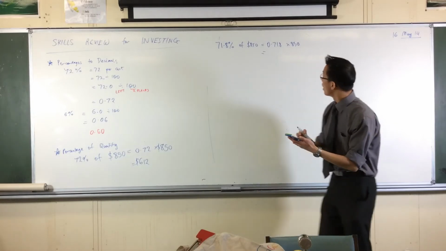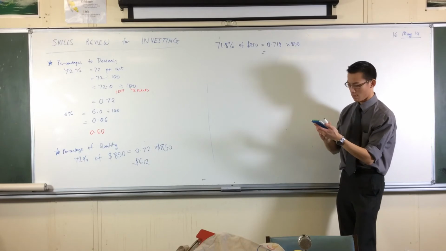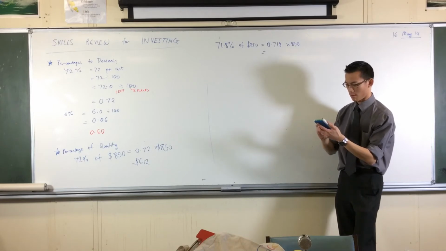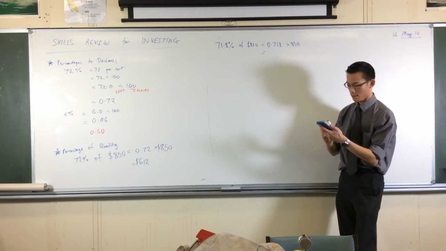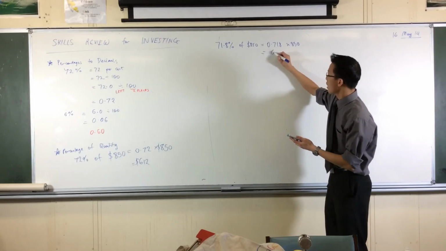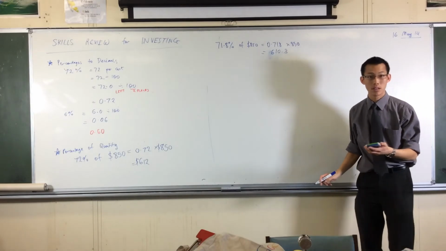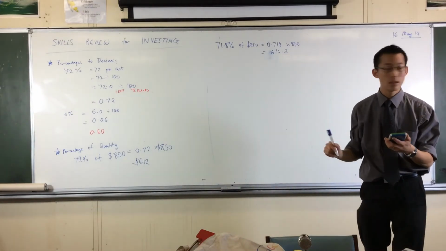0.71. Whoops. $1.50? Is it? No. Wait, what? $1.51. No. Oops. Let me start again. Okay. Sorry. So I get 610.3. Is that okay? Is that what you've got?